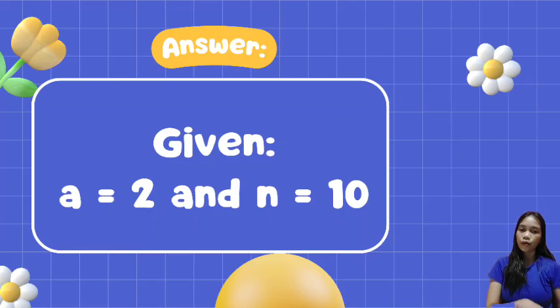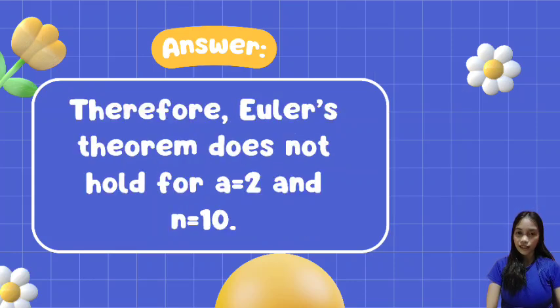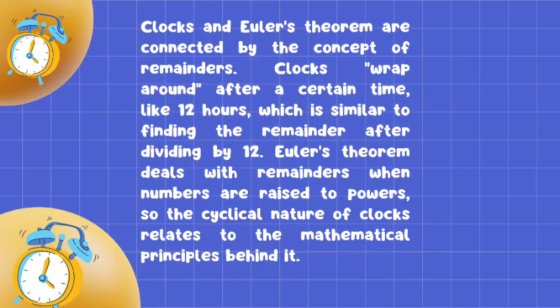And 2 raised to the power of 4, the result is 16. So the question is, is it true that 16 is congruent to 1 mod 10? Yes or no? Very good. No, because 16 mod 10 is equal to 6. Therefore, 16 is not congruent to 1 mod 10. And it does not hold true for Euler's theorem if a is equal to 2 and n is equal to 10.